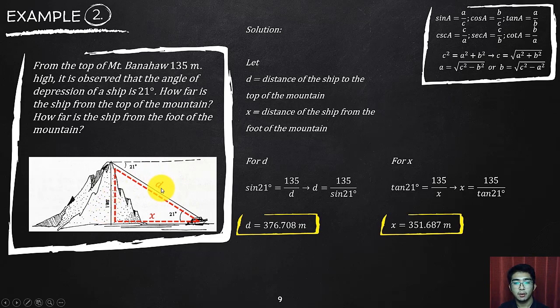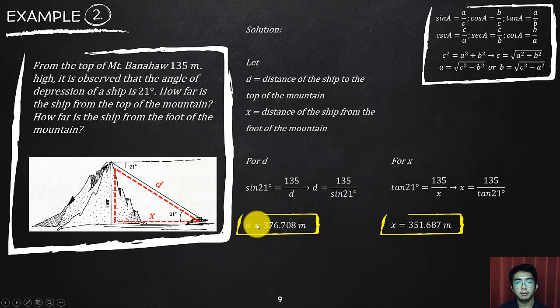So that sounds like our sine function, because sine is equal to opposite over hypotenuse. From SOHCAHTOA, correct? Opposite over hypotenuse, therefore we use sine. So sine 21 degrees is equal to its opposite, 135, the height of the mountain, over the hypotenuse, D. Solving for D, we get this expression, 135 over sine 21 degrees.